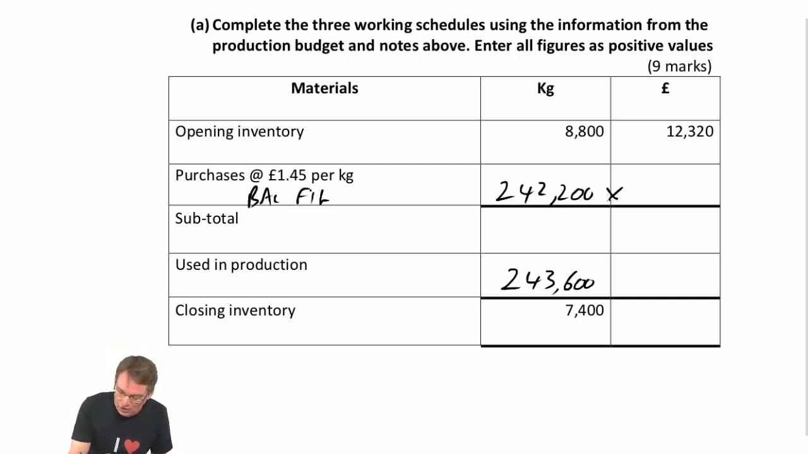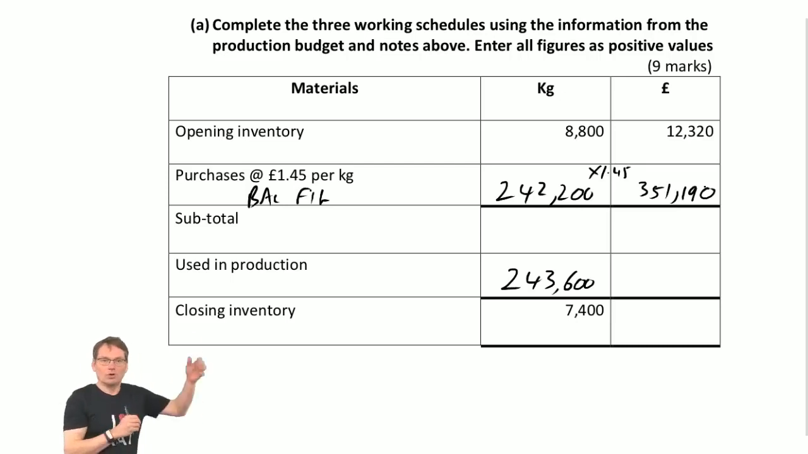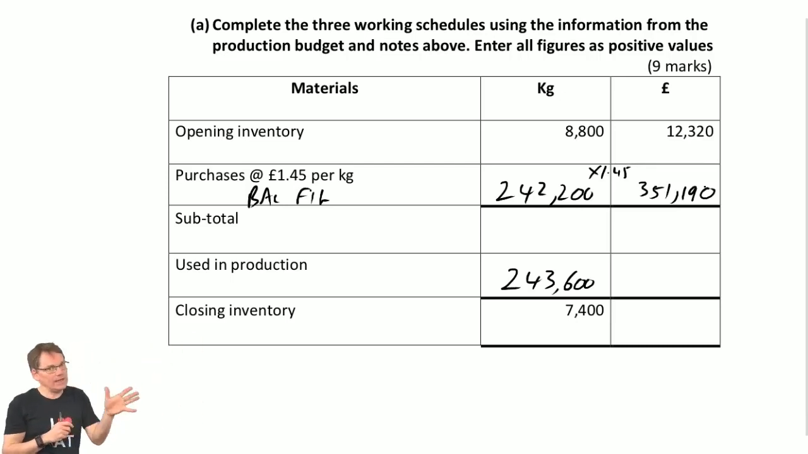So we have got 242,200 kilos that we bought. I will get rid of that because that might confuse things. £1.45 each. I'll put it up there. There you go, it's out of the way. And that means that we spent 351,190 on our purchases.